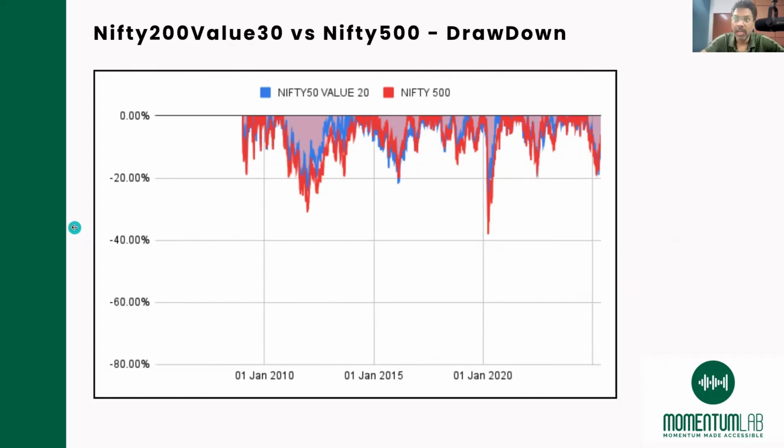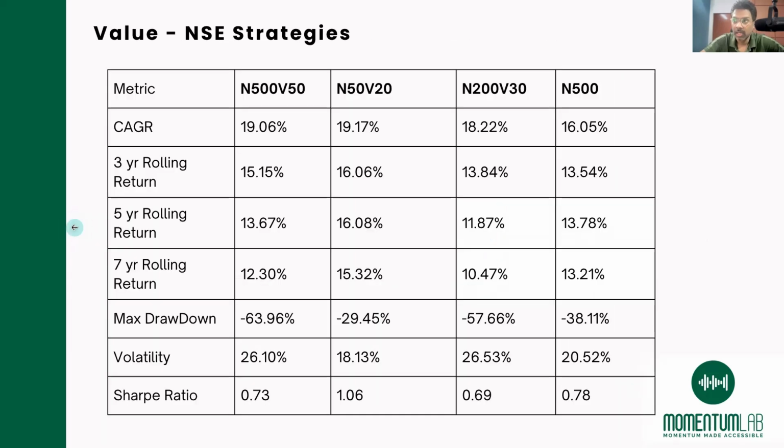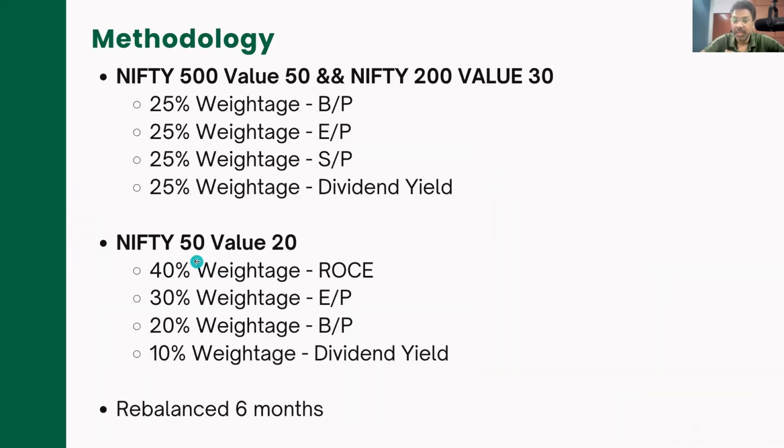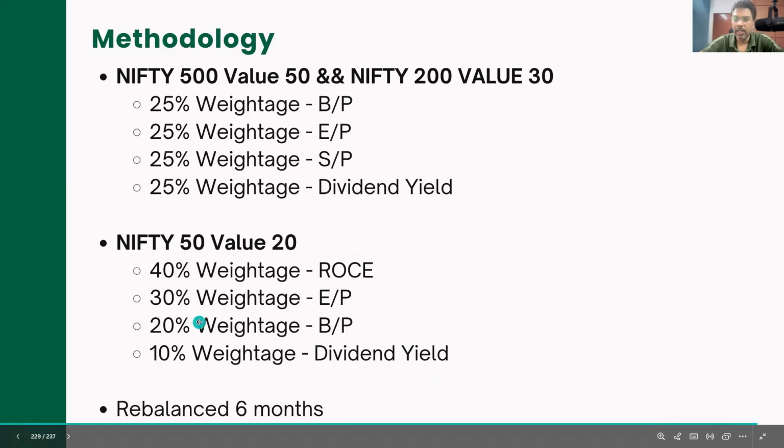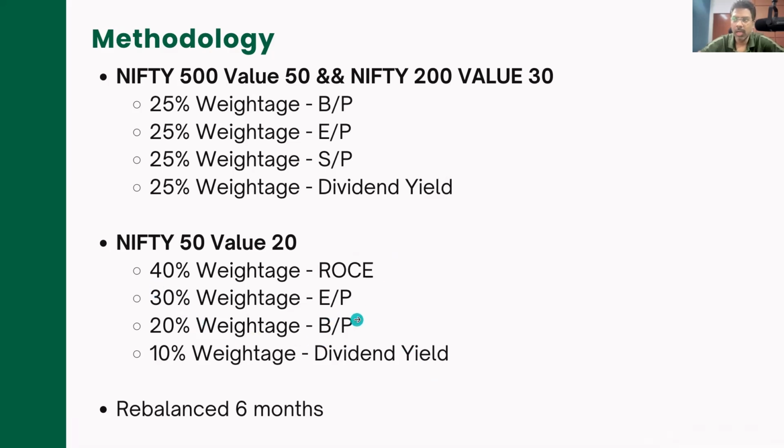And how is it getting this downside protection mechanism, which is different from Nifty 200 Value 30 and Nifty 500 Value 50? It comes down to the methodology that we have seen earlier. Nifty 50 Value 20 has 40% weightage to ROCE, which doesn't depend on price at all. This is a purely price agnostic metric, depending on the efficiency of the company, and 10% to dividend yield. The remaining 50% are towards earnings to price and book to price.